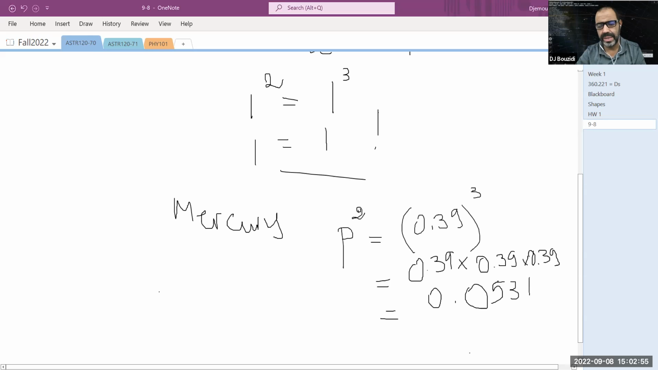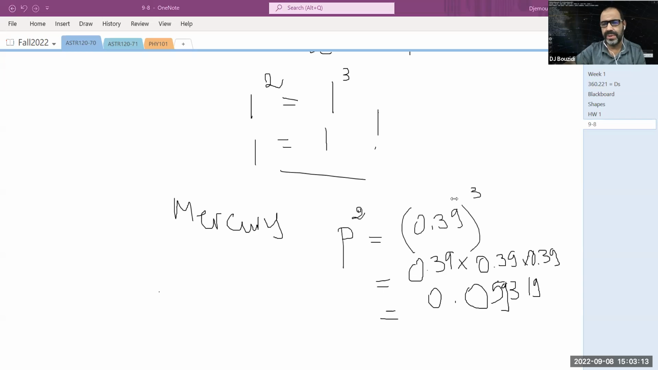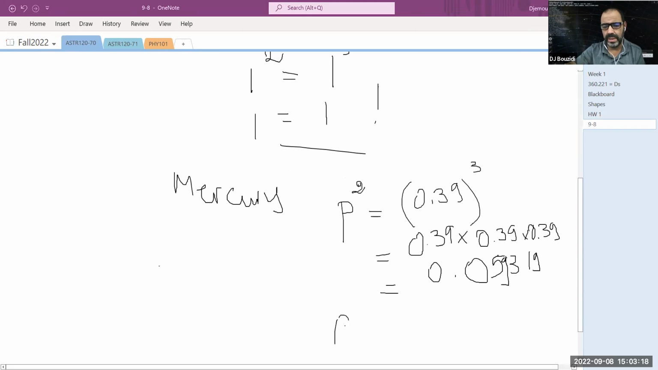This has to do with what is known as precision. There is a 9 in here, and a 9 at the end. So this is the number times itself 3 times. But that's not what I want. I want P. I want the square root of this number. So I'll have to take 0.059319 under the square root.